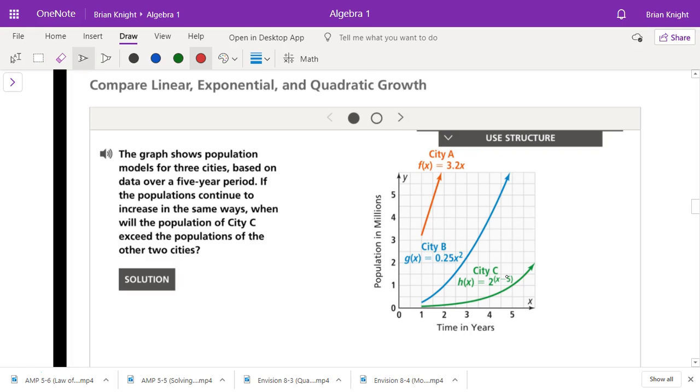So city A, what kind of graph is city A? It's linear. What kind of graph is city B? It's a quadratic, and city C is an exponential.